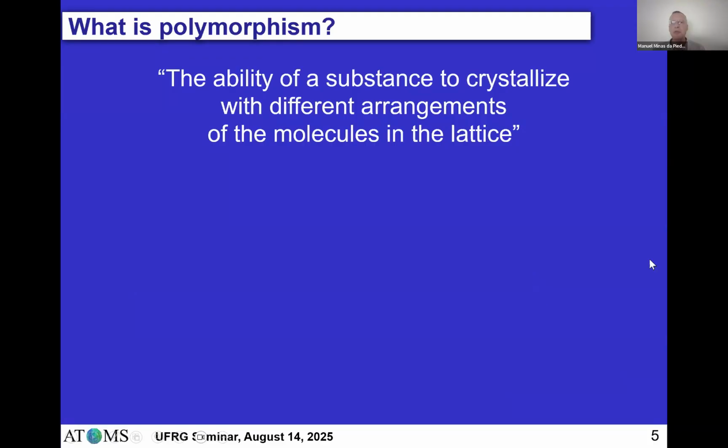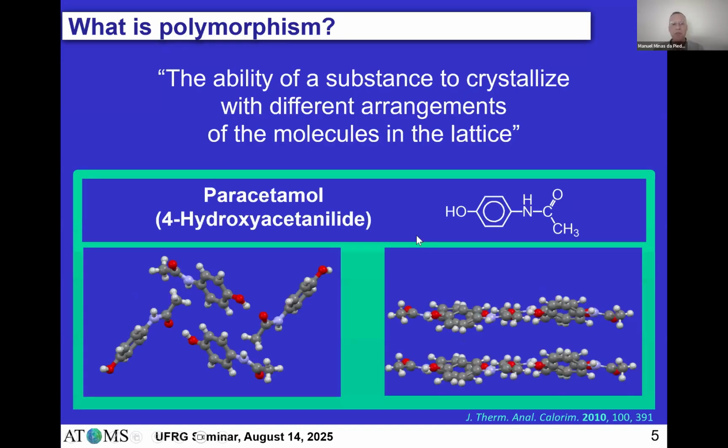Now, what is polymorphism to start with? It's the ability of a substance to crystallize with different arrangements of the molecules in the lattice. And if you want an example, this is paracetamol, a molecule which probably all of us have taken at a certain time. If you start with paracetamol, you can end up with this structure when you make a crystal, or you may end up with this structure. So the molecule is the same, but the crystal structure is different.